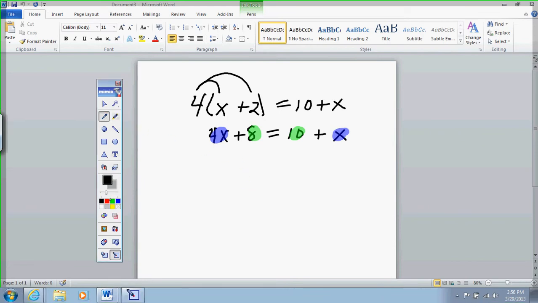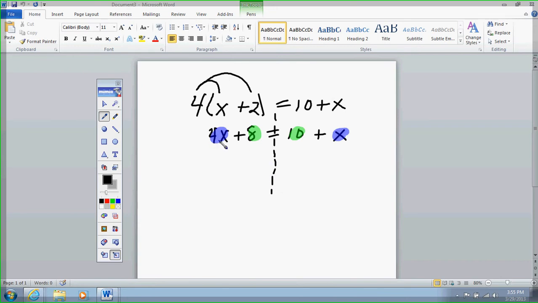So what do I do here? I have to decide which side to keep my variables on and which side to put my constants on. So what I'm going to do is I'm going to go ahead and decide to keep my variables on the left-hand side of the equal sign. It will work both ways. Matter of fact, I will show you both ways.